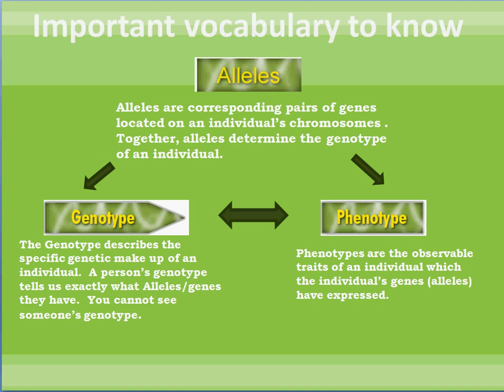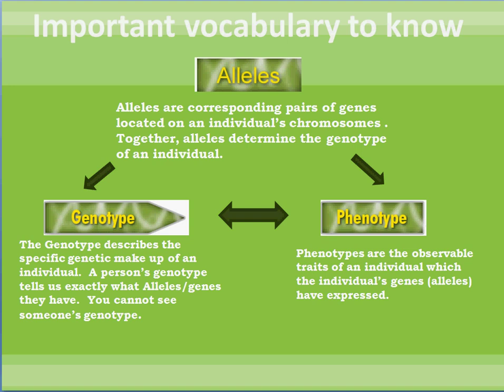The word alleles are the corresponding pairs of genes located on an individual's chromosomes. Together, alleles determine the genotype of an individual. Genotype describes the specific genetic makeup of an individual. A person's genotype tells us exactly what alleles or genes they have. You cannot see someone's genotype.